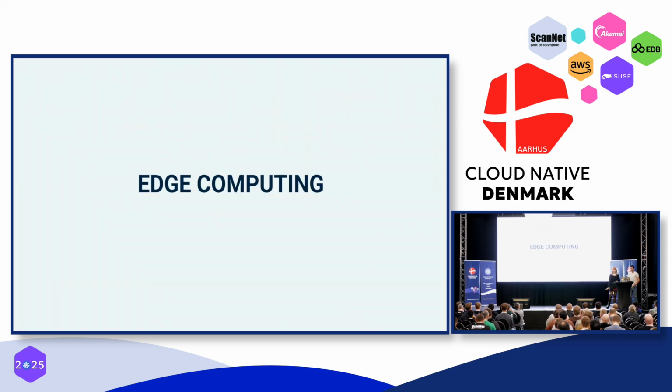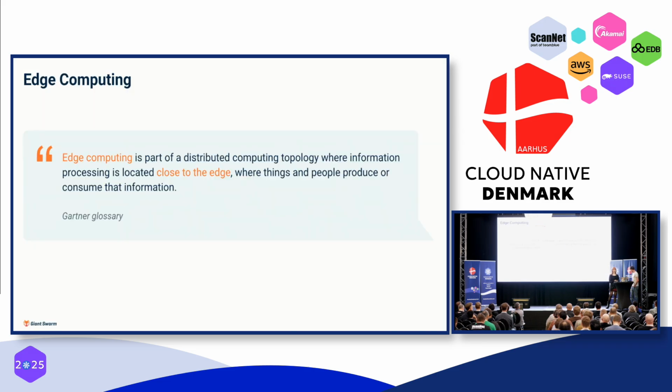So edge computing, what is that? According to Gartner's glossary, edge computing is part of a distributed computing topology where information processing is located close to the edge, where things and people produce or consume that information. Now, how does that look in practice?